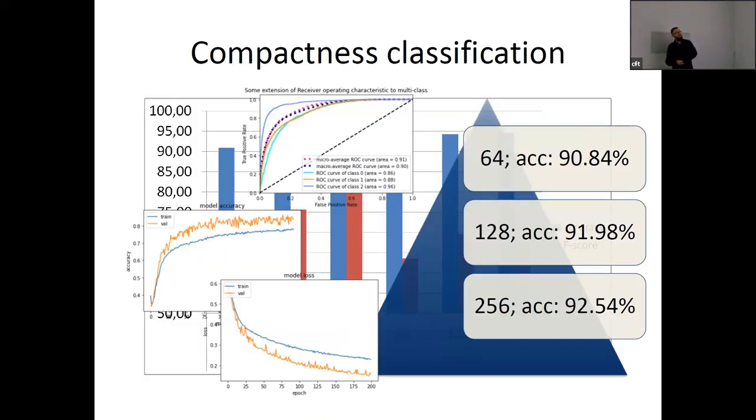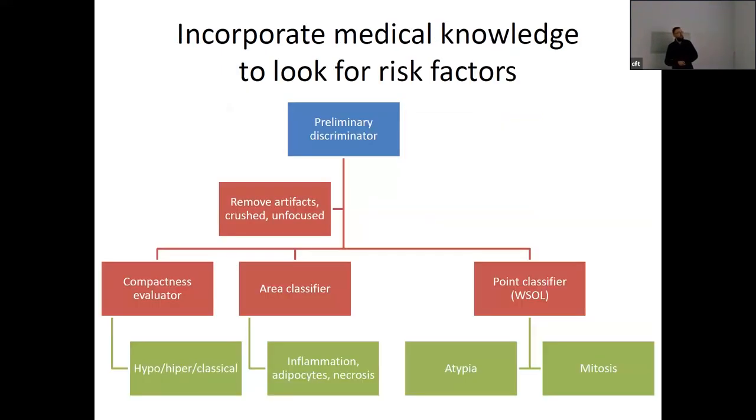And the whole compactness classification for different sizes of patches presented here was all in all above 90%. So quite a good result for the classification. And why did we do that in the first place? Well, we wanted to incorporate medical knowledge, as the doctors go through this tissue. They look for the compactness of the tissue. They look for the inflammation, adipocyte, and necrosis.